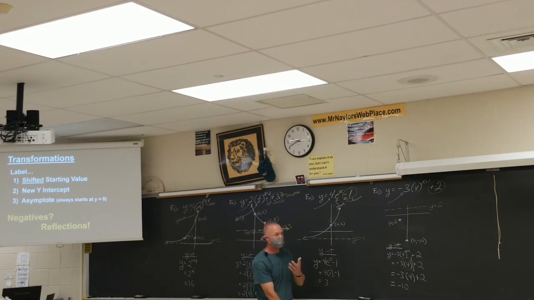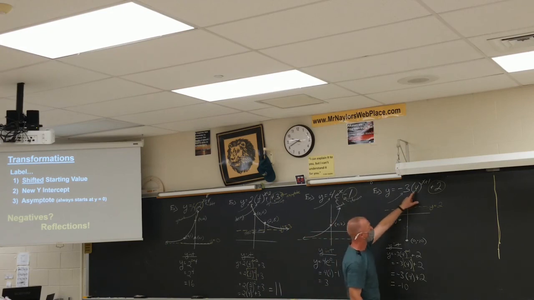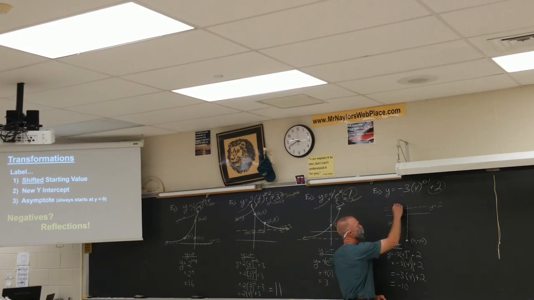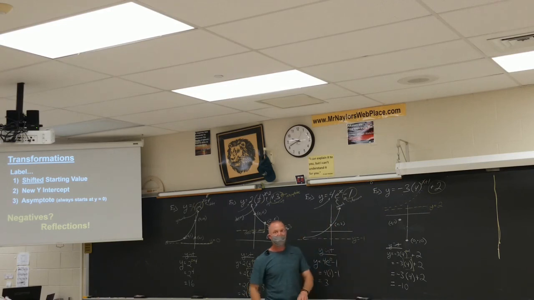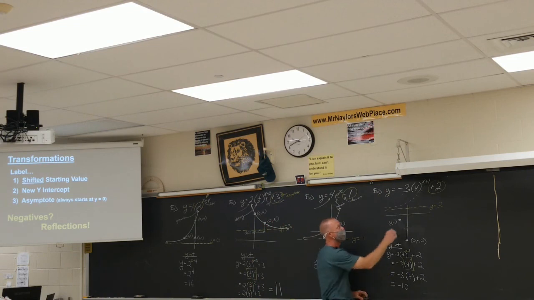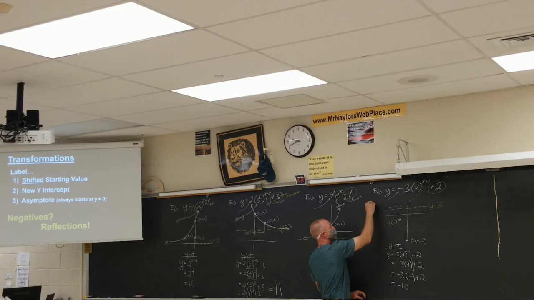Okay, now here's the new part. 4 would have been exponential growth. Are you with me? 4 would have been exponential growth. Now, if you picture exponential growth, you might be picturing something like this. You see, this graph, though, is going to be the reflection of that. Because when you have a negative sign in front of the equation, it's always a reflection. Specifically, it's a reflection over the x-axis.